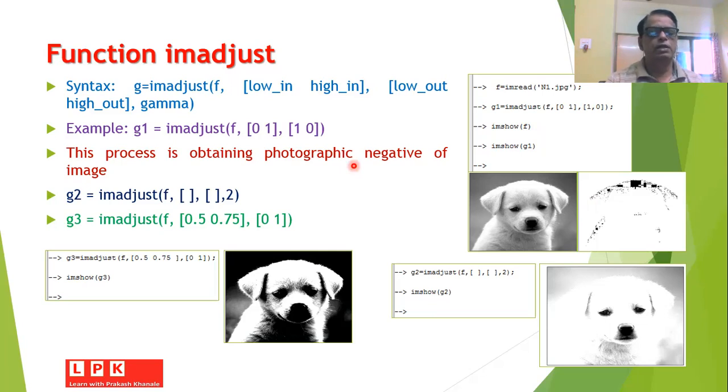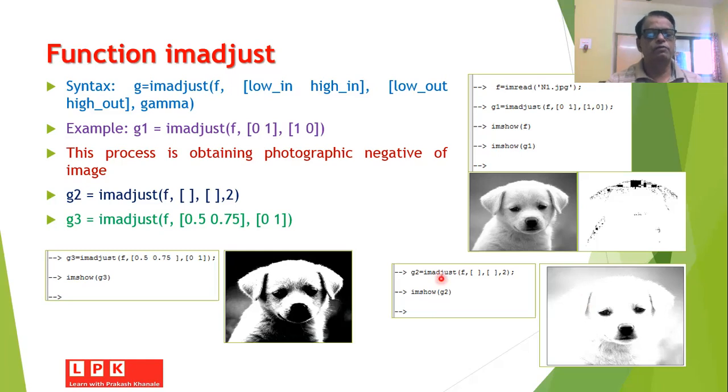If I write this function g2 = imadjust(f), leaving the low and high values at their defaults, and if I set the value of gamma equal to 2, then you will find that the intensity distribution of the image changes, and the original image will be converted into this form of the image.